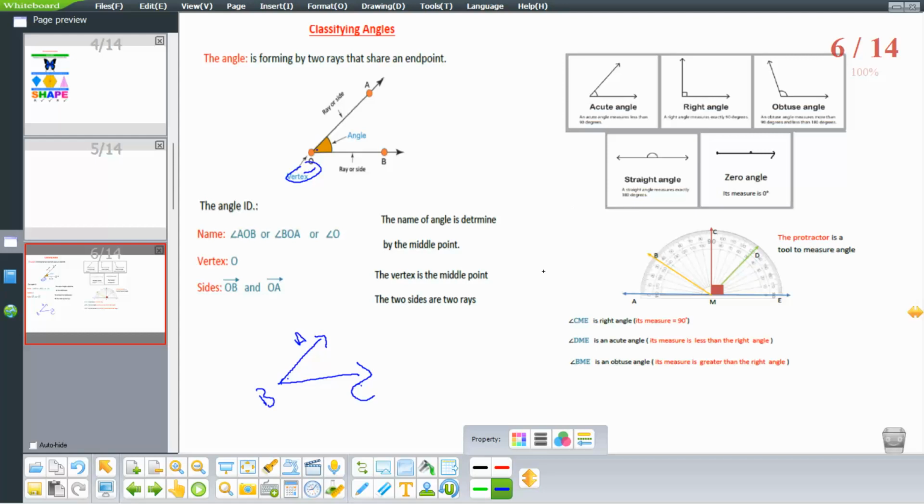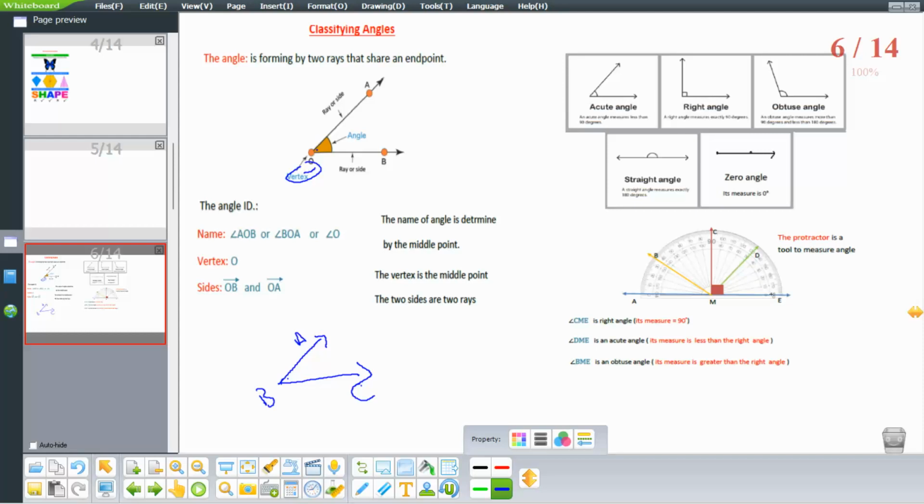Then we have the right angle. The measure of the right angle equals 90 degrees, like this angle. So we have fixed angles: the zero angle has a measure equal to 0, the right angle has a measure equal to 90 degrees, and between 0 and right we have the acute angle.